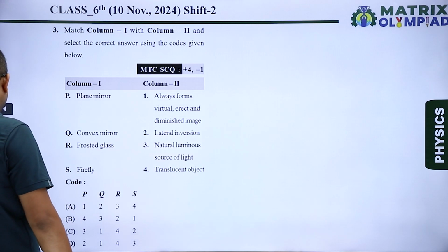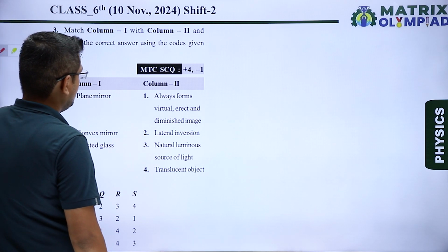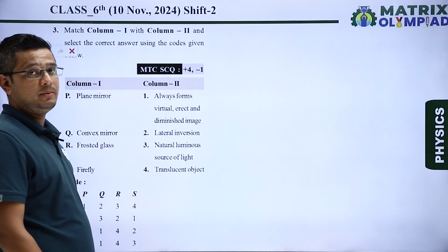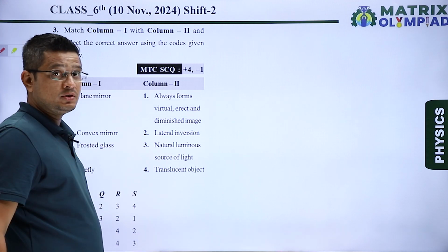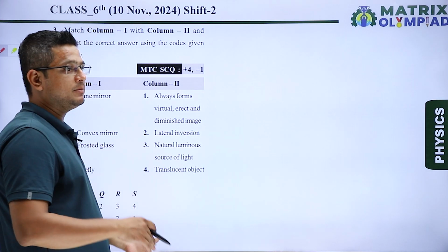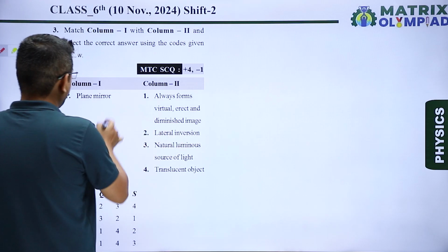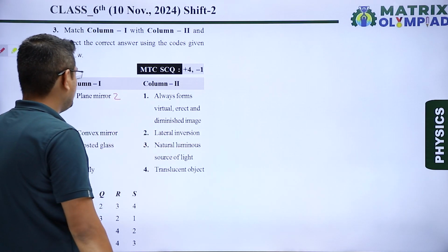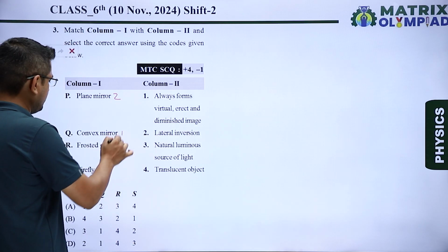Question number 3 is a match the following question. So let us check. Plane mirror always forms a virtual image, same in size, erect. It also shows lateral inversion, that means left becomes right and right becomes left in the image. So for plane mirror, I will write 2. Convex mirror always forms a virtual, erect and diminished image. So for Q, I will write 1.